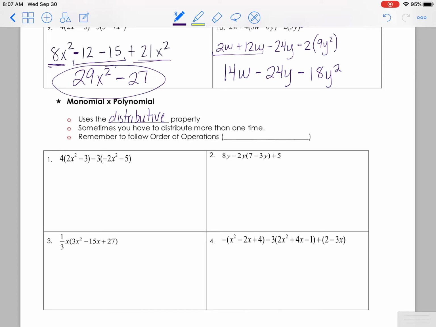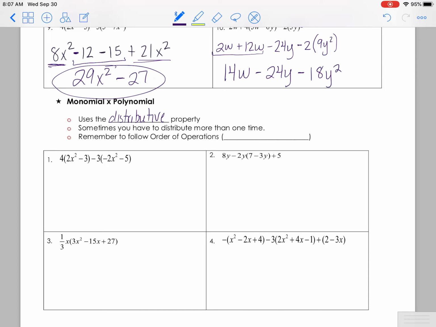All right. Let's distribute through. So I get 8x squared minus 12. Distribute through here. I get a positive 6x squared plus 15. Now always look and say, okay, can I combine my like terms? Well, I got 8x squared and 6x squared. So that gets me 14x squared. And I got a negative 12 plus 15. That gets me a positive 3. Okay?